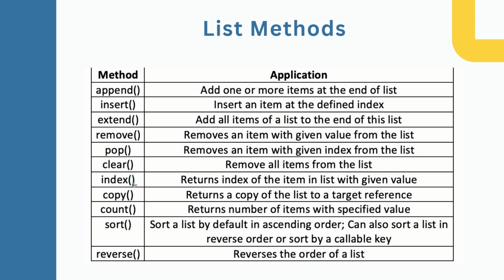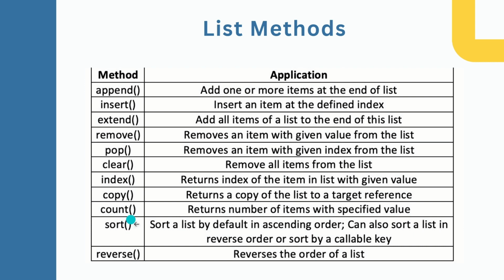Then index, so this function will return the index of the item in the list with a given value. So let's say if you want to find the index of a specific list item, you can just mention that list item in these brackets, and then you can use the index function along with the variable in which the list is stored. Then you have the copy function, which copies the list to another variable.